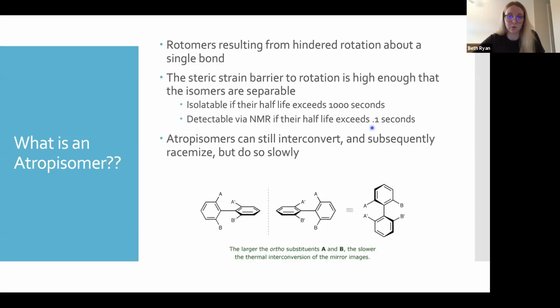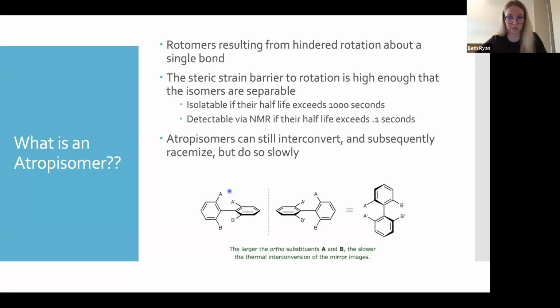But this means that if you run this compound, if it has a half-life long enough, through an NMR, you will get 2 peaks, indicating the 2 different atrope isomers. Which, if you remember from DJ's class, you can't tell the difference between 2 enantiomers in NMR. You have to use a chiral auxiliary, make them into 2 distinct diastereomers, and then you can actually separate them in NMR as 2 separate peaks. But since these have such a slow rotation, you can actually see them as 2 distinct points in an NMR spectra. And they can still interconvert and subsequently racemize, which we'll see as a problem later in the paper, but they do so slow enough that you can tell the difference and hopefully separate them.